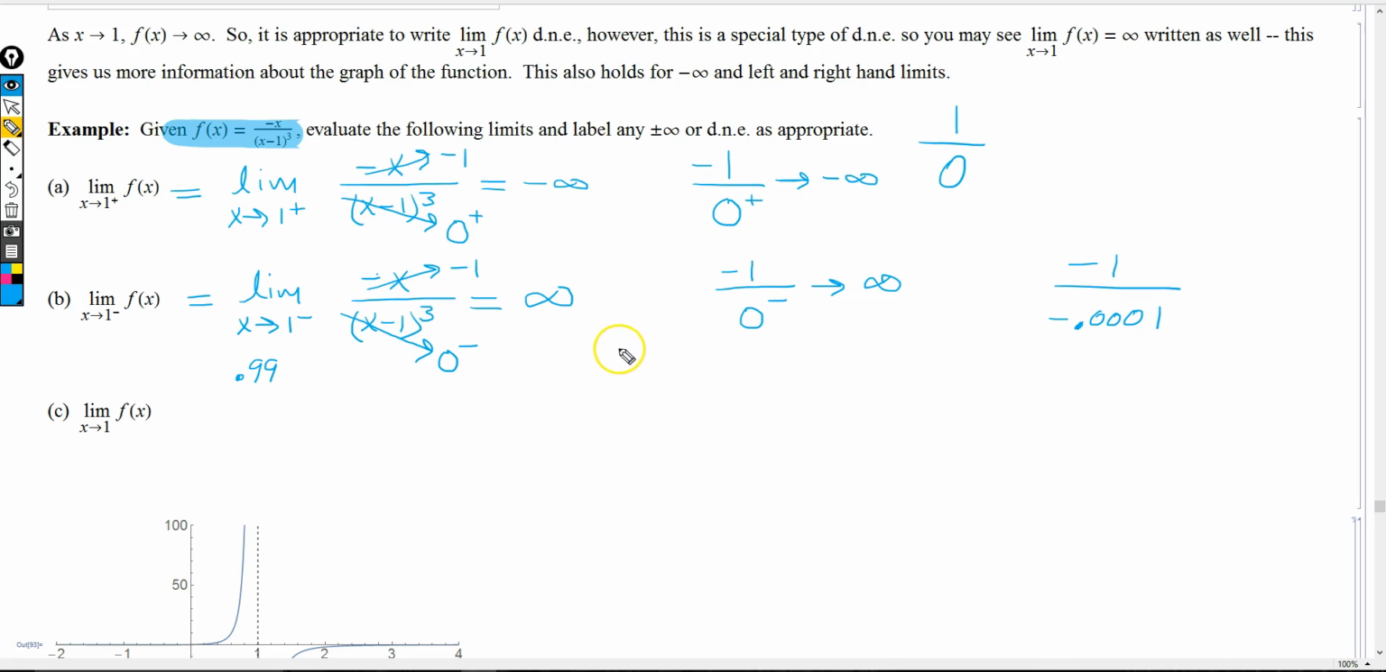Now the full limit, what's the full limit going to do? Well, since we have two different limits for the left and right hand limits, we're going to have to state that this just does not exist. The only time we would state this as being positive infinity, like in the previous example, is if the left and right hand limits are both the same type of infinity. They would have to be the same type of infinity to put an infinity down here.